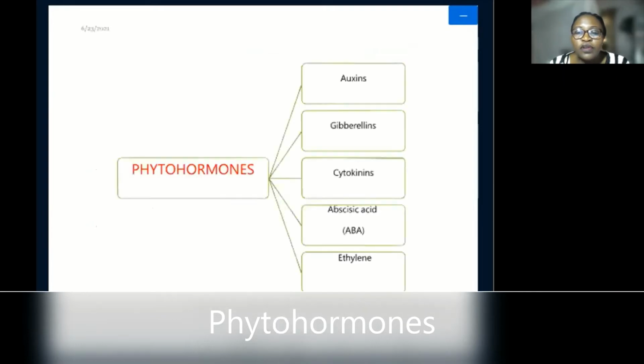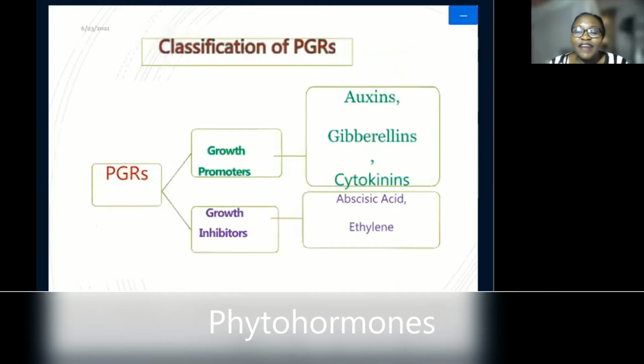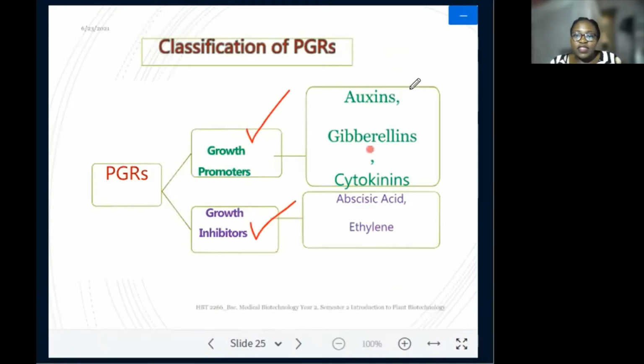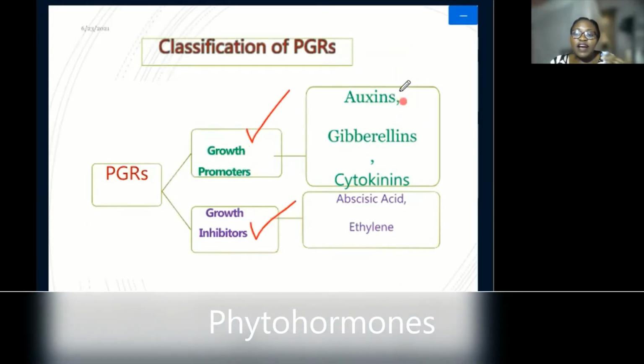So the phytohormones can be classified into these 5 major categories. We have auxins, we have gibberellins, we have cytokinins, we have abscisic acid, and we have ethylene, which is a gas. Now, these phytohormones can also be classified into either growth promoters or growth inhibitors. For the growth promoters, we have auxins, gibberellins, and cytokinins. And for those that inhibit growth, we have abscisic acid and ethylene. So we look at each of them.